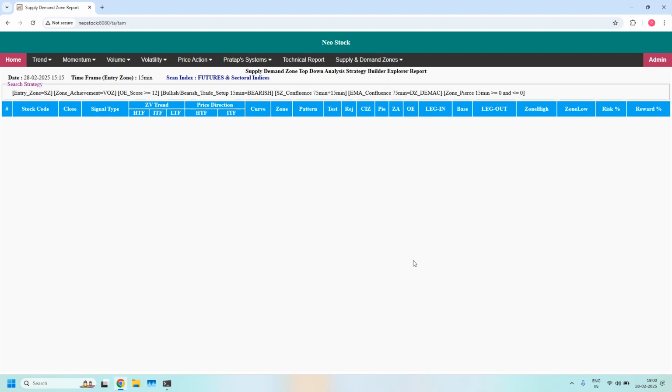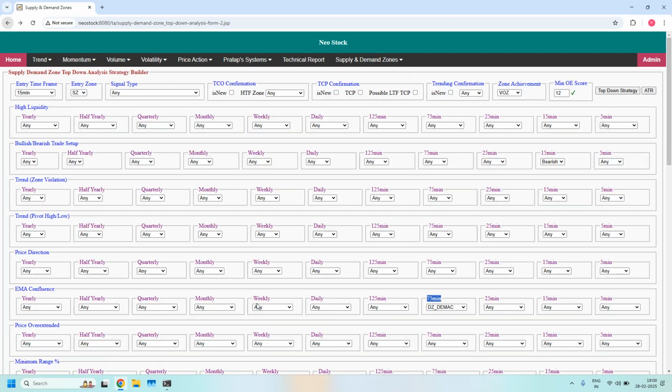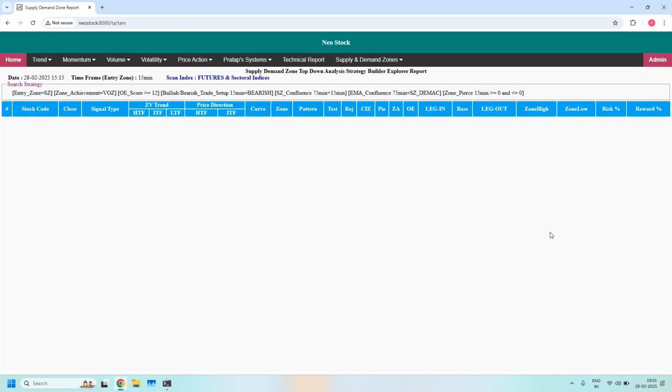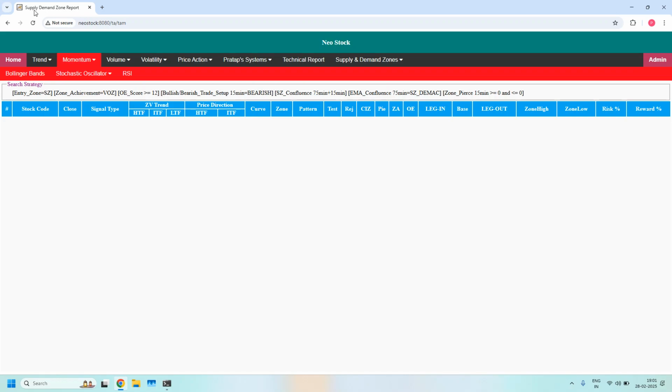I think I made some mistake. I set the EMA filter wrongly. Actually, we have to set supply zone because this is a bearish trade setup. So we have to check whether the 15 minute supply zone and 75 minute supply zone have daily EMA confluence or not. Now also no stocks. Okay, that means there is no LTF, ITF, EMA confluence.